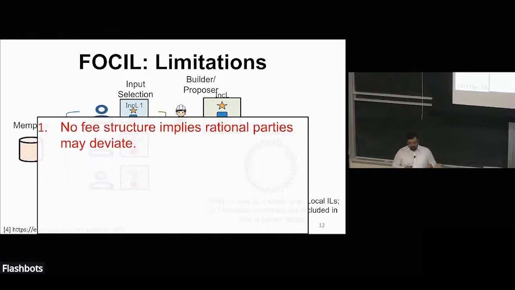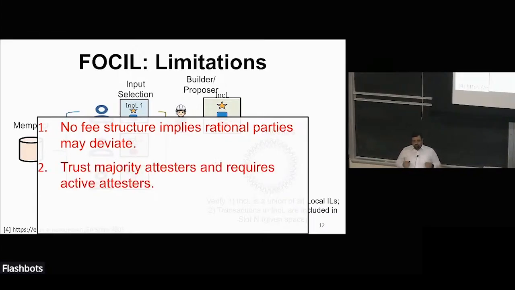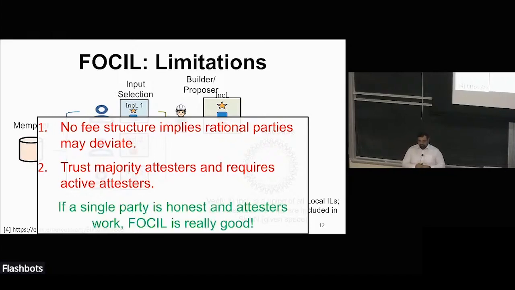However, what we see is that there is no current fee structure for FOSSIL. What this implies is that rational parties have no incentives. There are no fees that they are receiving to behave honestly. They also rely on the trust of a majority of attesters, as well as relying on these attesters to actively scour through the mempool to compute the union on their own and participate in all the timings and computations that FOSSIL introduces.